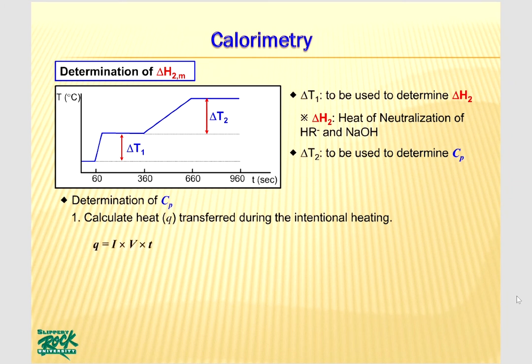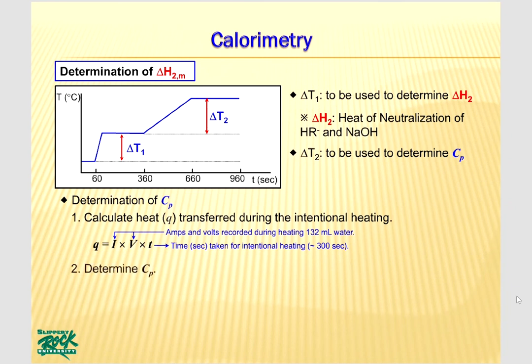The heat transferred Q equals I times V times t. I and V are current in amps and voltage in volts. That gives rise to a 0.1 Celsius increase of 132 milliliters of water in every 10 to 15 seconds. t represents the actual time spent during the intentional heating. It is approximately 300 seconds. Heat capacity Cp is defined by Q over delta T2. The unit of Cp is joules per Kelvin.